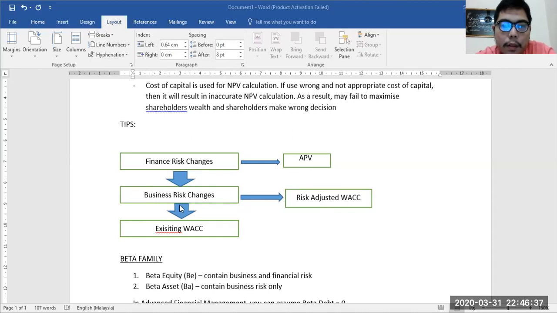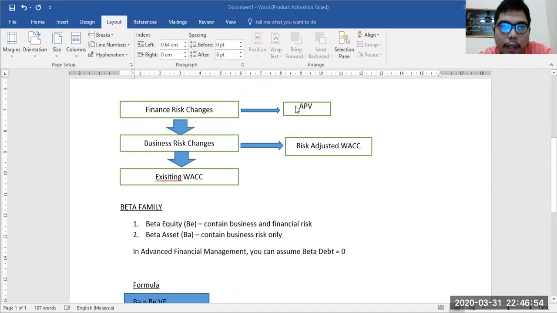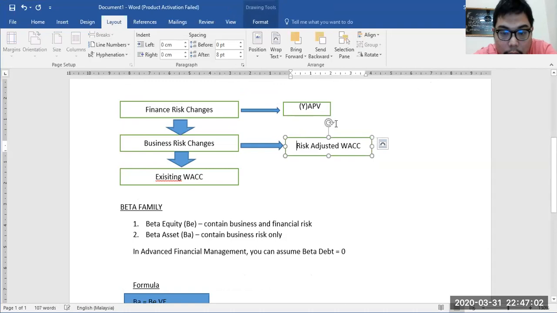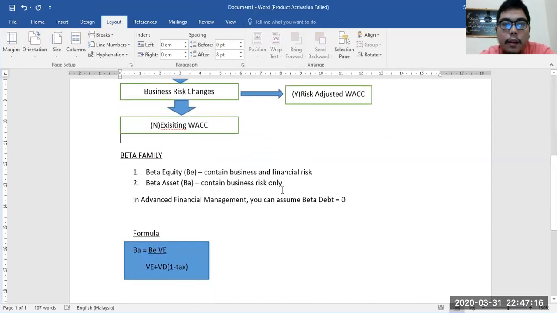If there is no change in capital structure and no change in your business, you still maintain your business, so you can use the existing WACC. Take note of that. If both of these risks have no change, then you use the existing WACC.